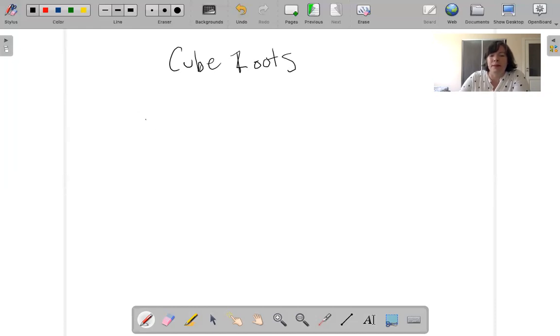Cube roots have the same symbol, but they have a little 3 right here. The cube root of 27. That means x times x times x equals 27.